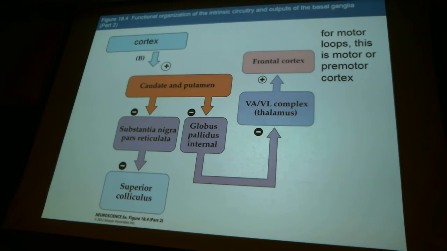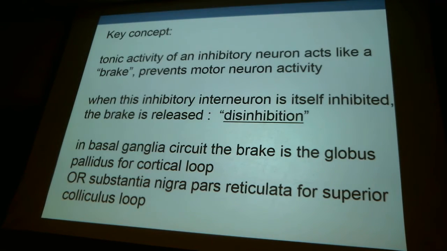You can use the same logic in this pathway. So activating the caudate and putamen is going to inhibit the substantia nigra pars reticulata. This was inhibiting the superior colliculus. So if you inhibit the substantia nigra pars reticulata, it disinhibits the superior colliculus, which has motor outputs and can cause eye movements.